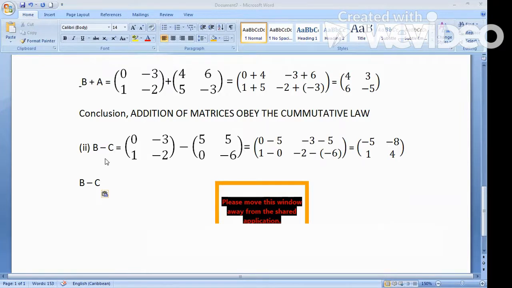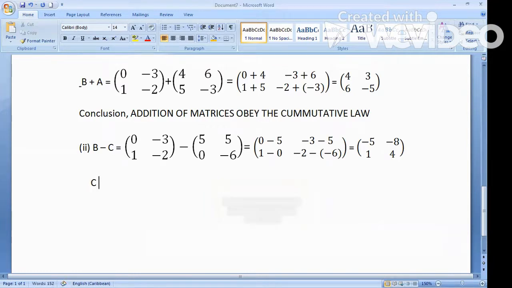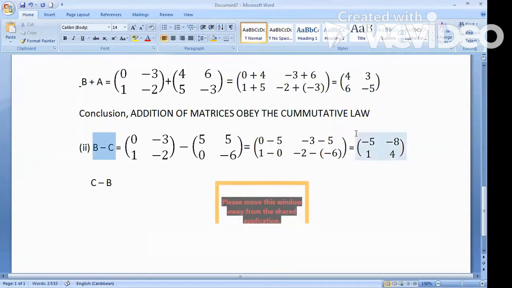Would you agree? In terms of matrices, this should be C minus B, not true? All right. So what happened? We have B minus C, and we get this. And then we have C minus B. If we get the same thing, then we say subtraction obeys the commutative law. But if you flip around these matrices and get something different, then you say it disobeys the commutative law.